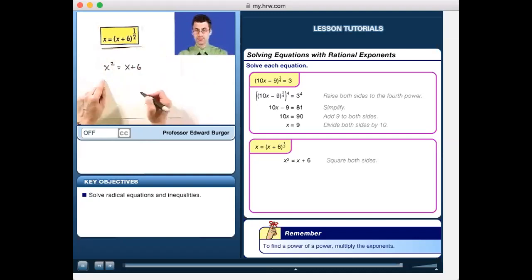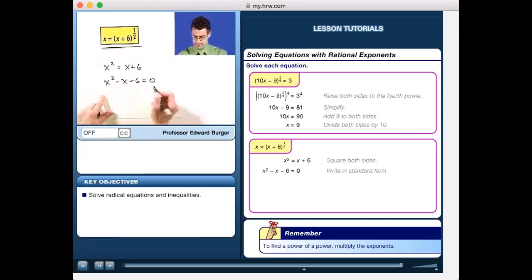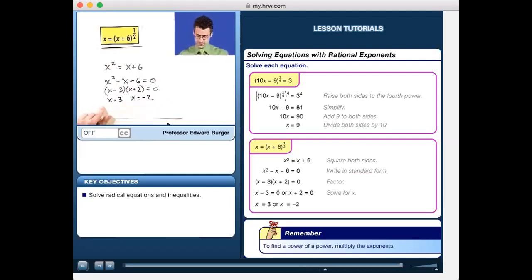plus 6. Haul everything over to the left because I see a square I want to factor, have everything equal to 0. And let's see, oh boy, I hope this can factor. This tells me they're different signs. Got to be a product of 6. And so I think that works. X minus 3 equals 0. That means x equals 3. X plus 2 equals 0. That means that x equals negative 2.